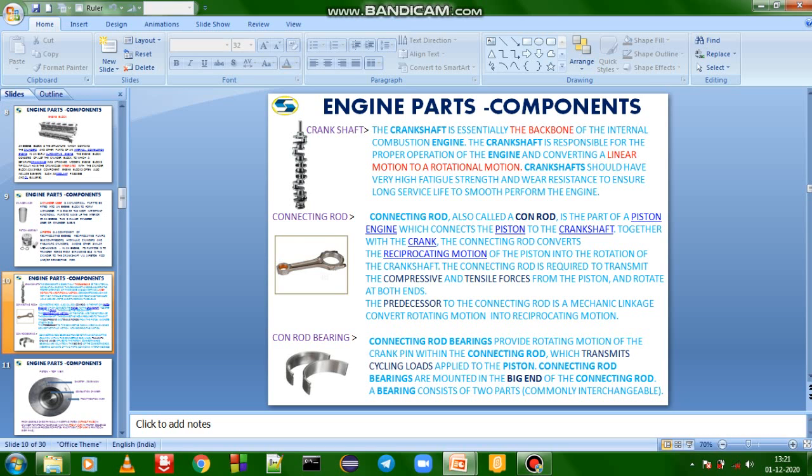Number 3. These are connecting rod bearings, also called shell bearings. Connecting rod bearings provide rotating motion of the crank pin with the connecting rod, which transmits cycling loads applied to the piston. Connecting rod bearings are mounted in the big end of the connecting rod. A bearing consists of two parts, which are commonly interchangeable.